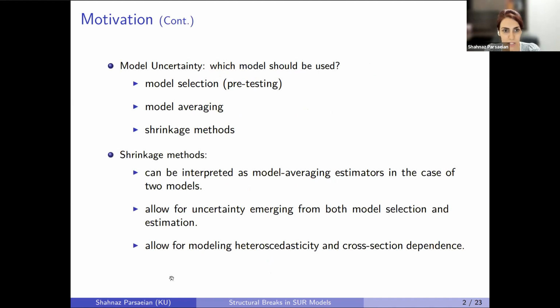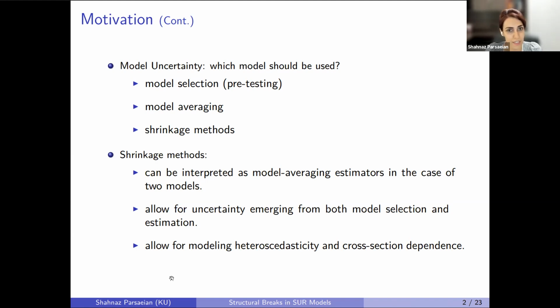We can think about the structural breaks model as a model uncertainty, and this uncertainty appears because we don't have any information about the size of the break. We don't know whether we have a small break or a large break. If we knew that the magnitude of the break is small, maybe ignoring it and using the full sample of observations would result in better estimation and, as a result, better forecasts. But we don't have this information, so this is model uncertainty.